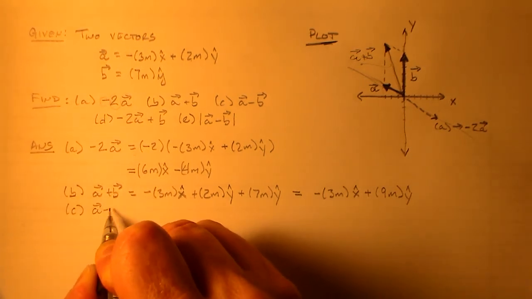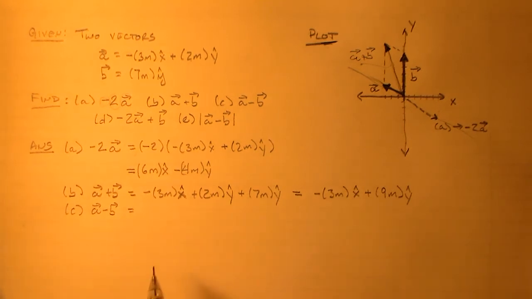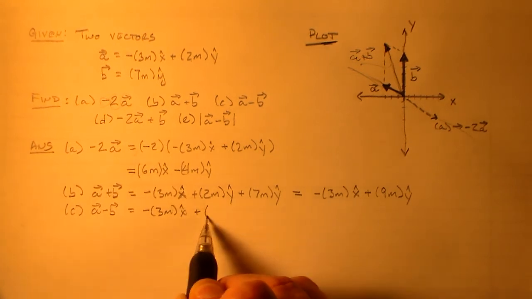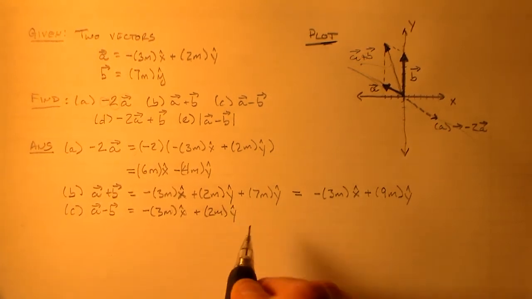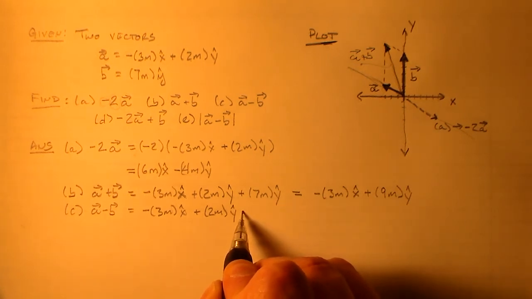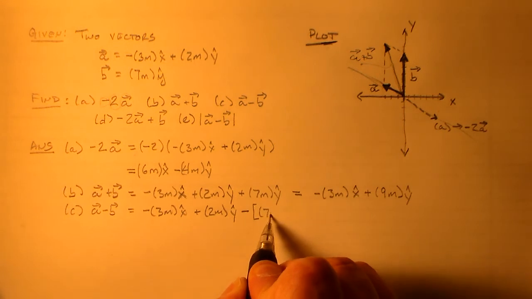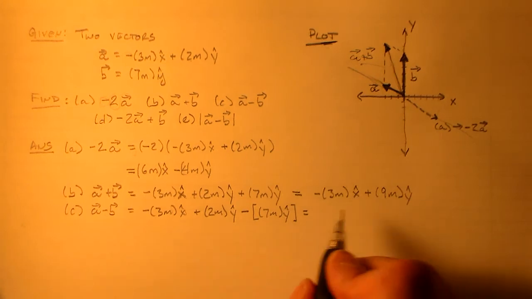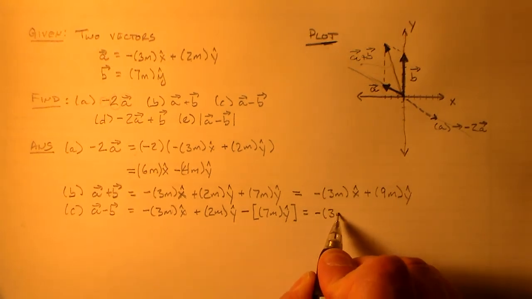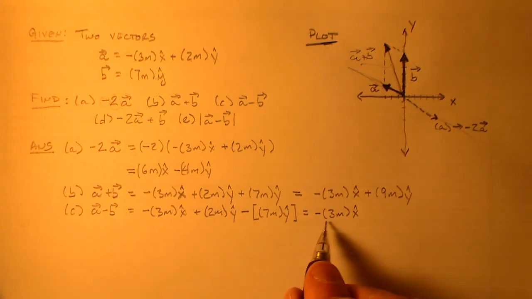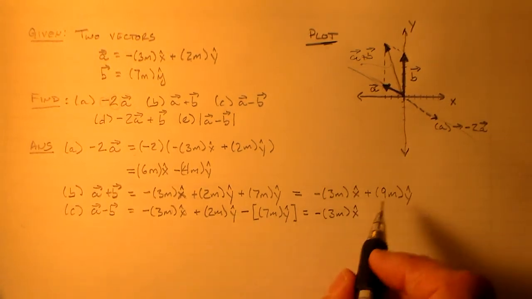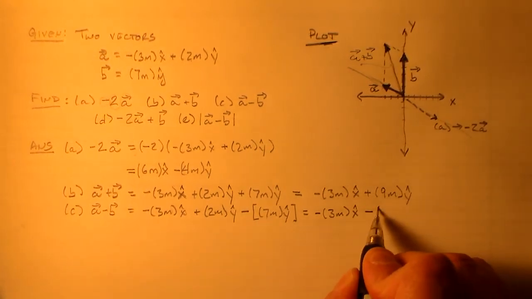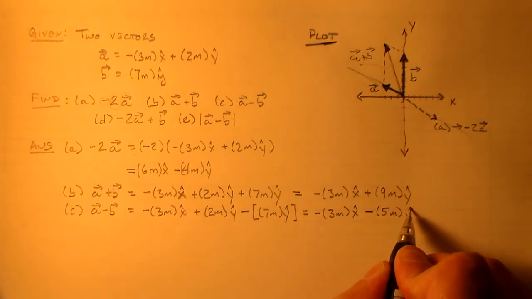Not something I think we're going to find to be excessively difficult to think about. So now we have this minus 3 meters x plus 2 meters in the y direction, right? And we want to subtract now the vector 7 meters in the y hat direction. So we still don't have anything in that x direction, so we still have minus 3 meters, only this time instead of adding these to be 9 meters, we subtract the 7 meters from the 2 meters and we get minus 5 meters in the y hat direction.